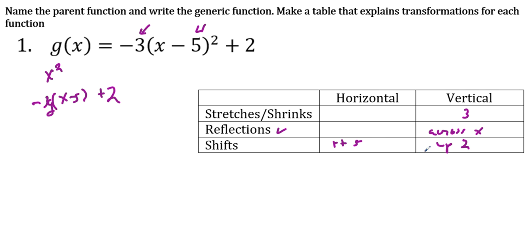That's pretty much it. And I'm not going to always provide these tables for you. You would just have to be able to list them out, and you can even list them out as: 1, we have a vertical stretch by factor of 3; 2, we have a reflection across the x-axis; and 3, we have a translation right 5 up 2.